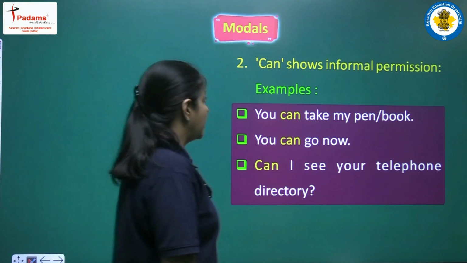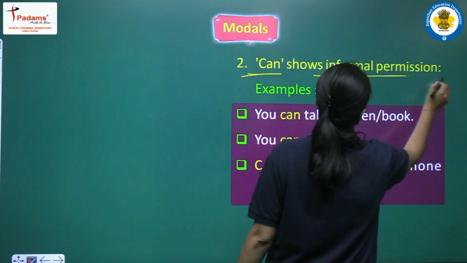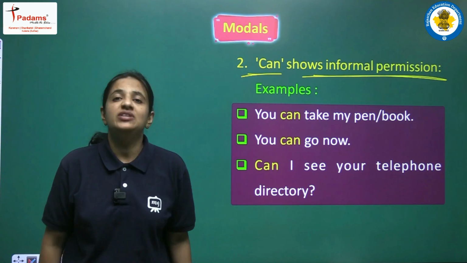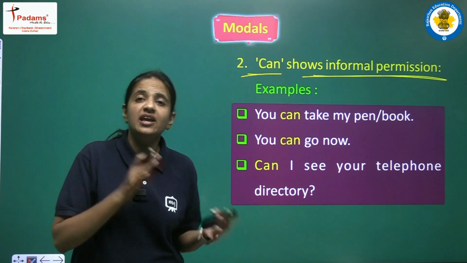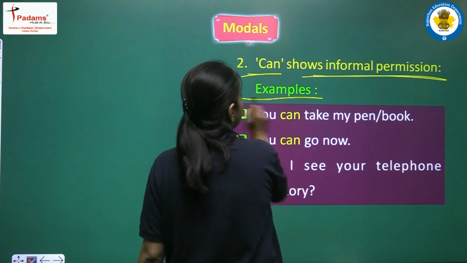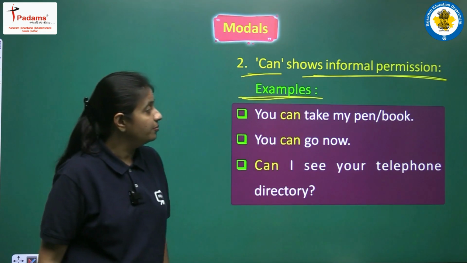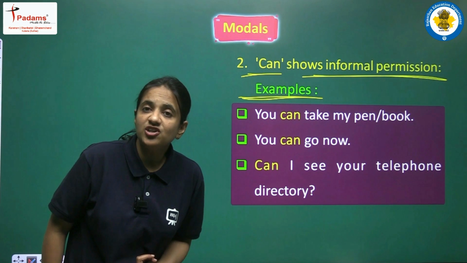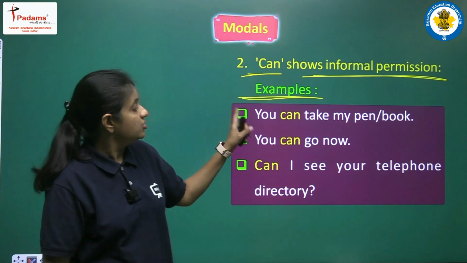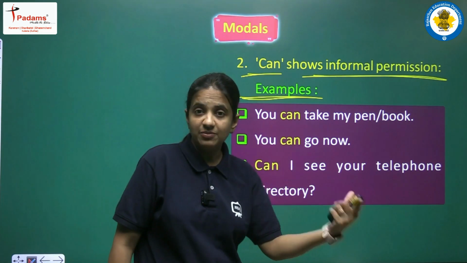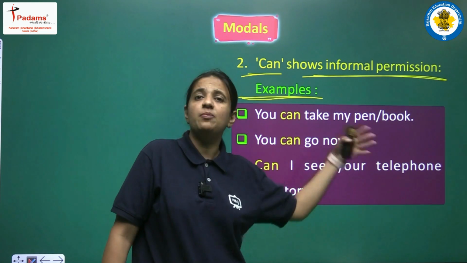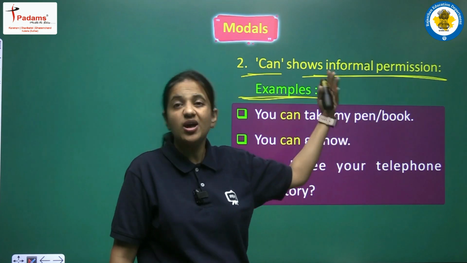So let's see. Can shows informal permission. This is another use of can. With the help of can, we can show informal permission. How? Let's see the examples. You can take my pen or book. We can give the permission, have the permission, and ask for the permission also. Here in this example, we are giving the permission, and we are saying that you can take my pen, or we can have book also, pencil also, mobile also, computer also, anything.